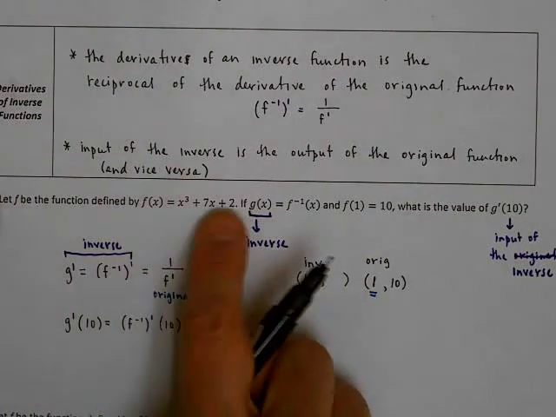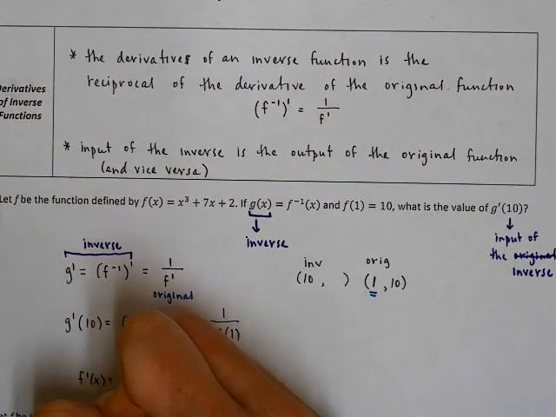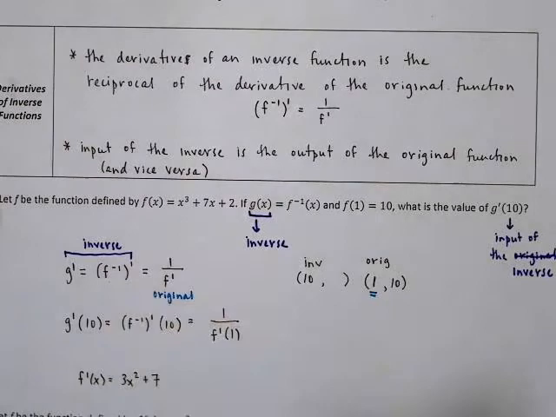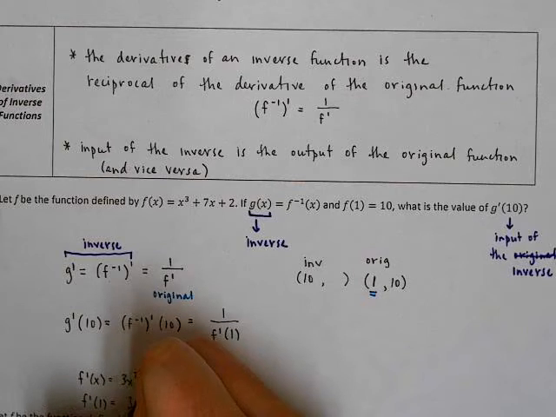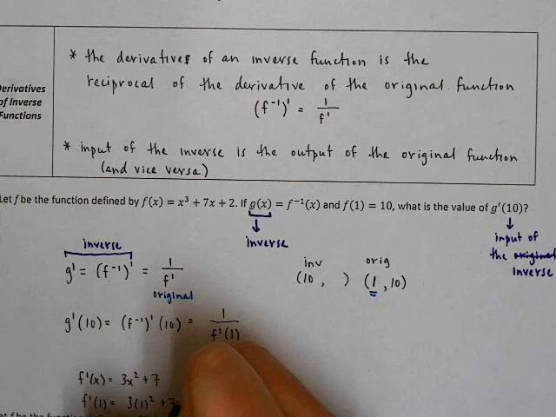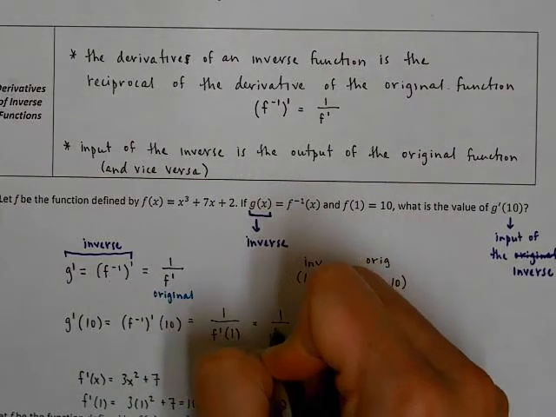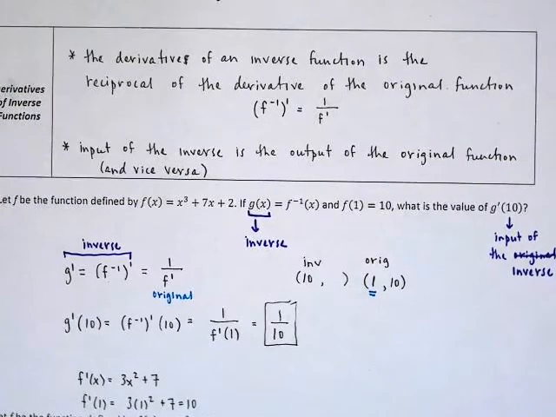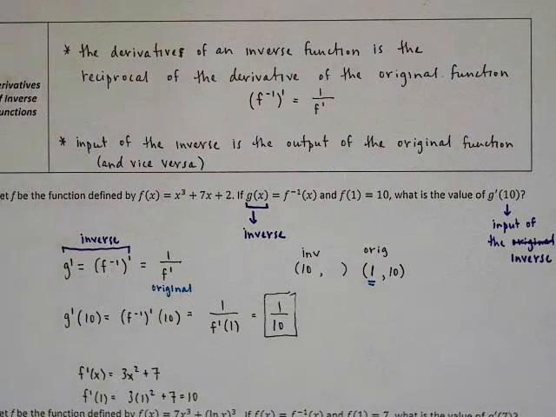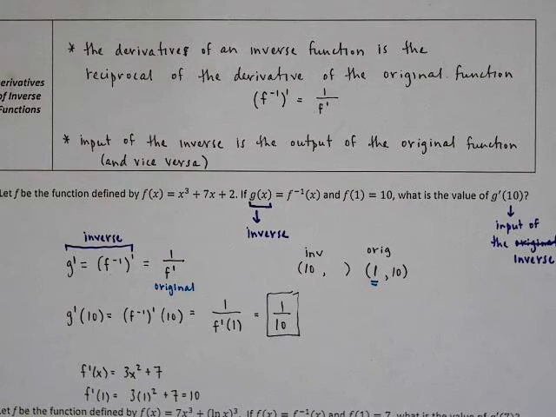Well, we knew f of x was this function, so my f prime of x is equal to 3x squared plus 7. So then f prime of 1 is 3 times 1 squared plus 7, which is just going to be 10. So my answer then is 1 over 10. And that is the derivative of the inverse. So notice the key here really is picking out what's your inverse function and which is your original, and then plugging in the known information.